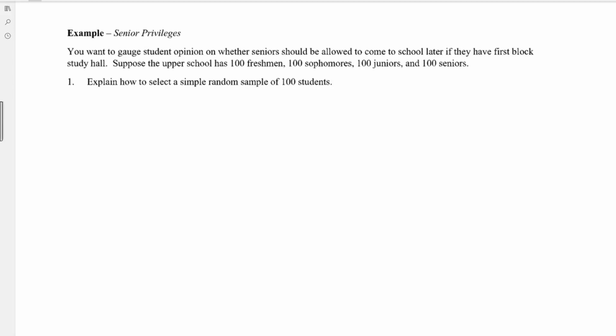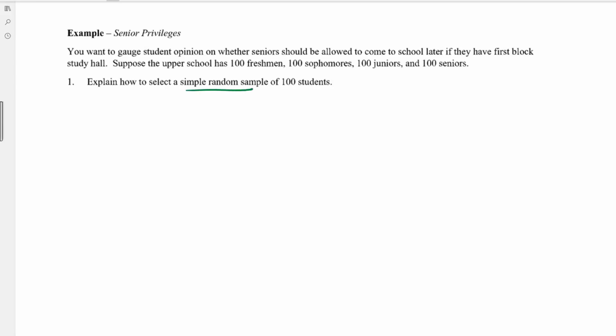All right, let's take a look at an example here. Senior privileges. You want to gauge student opinion on whether seniors should be allowed to come to school later if they have first block study hall. Suppose the upper school has 100 freshmen, 100 sophomores, 100 juniors, and 100 seniors, just to simplify things. Explain how to select a simple random sample of 100 students.